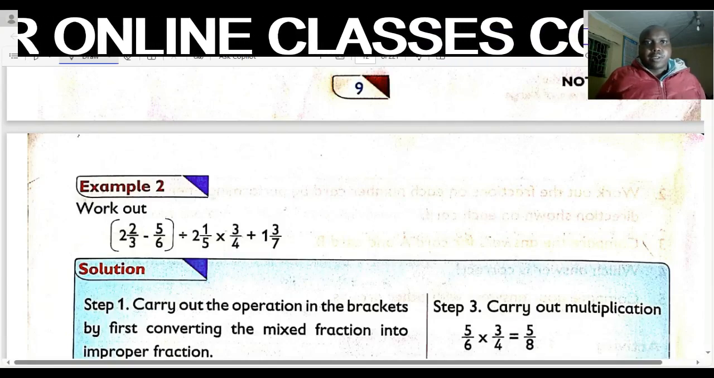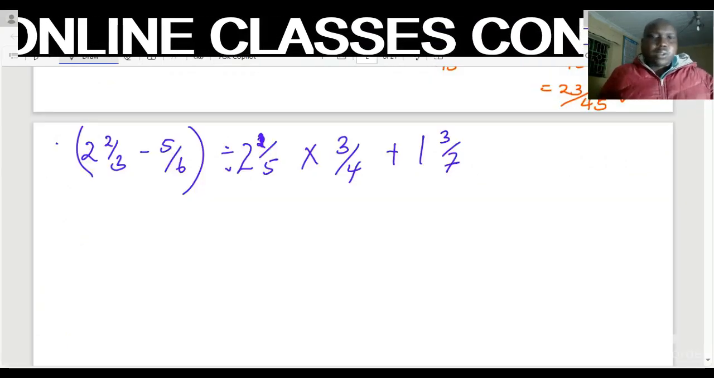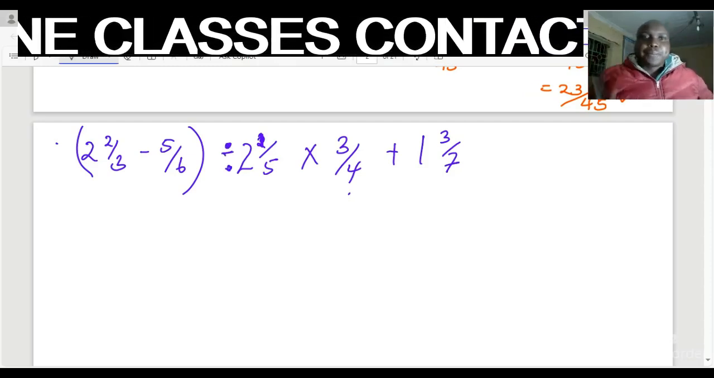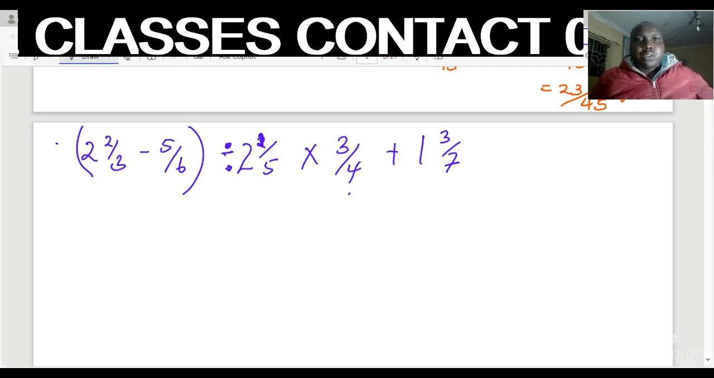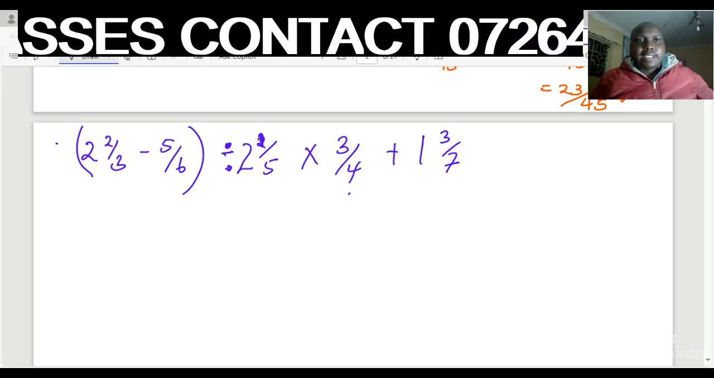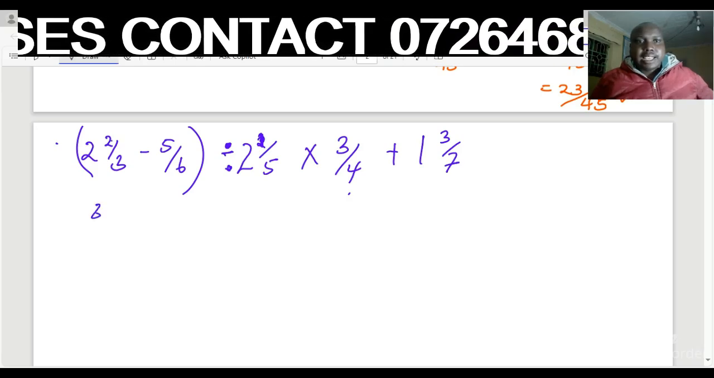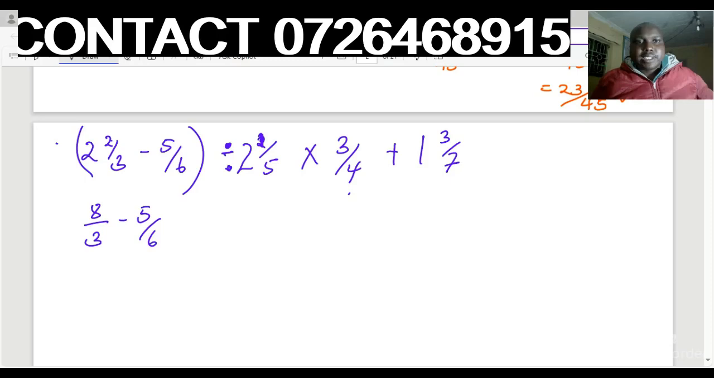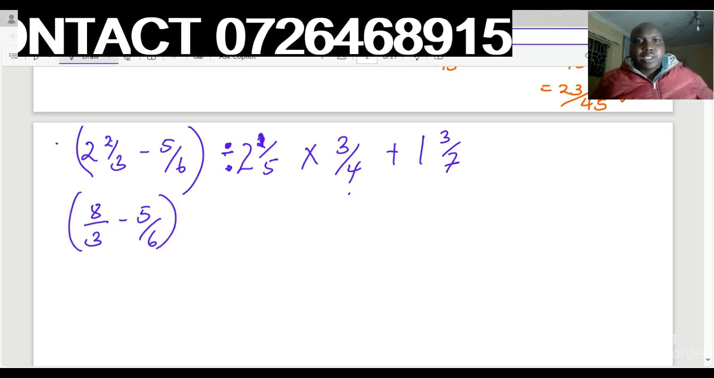2 1 over 5. Now we change the mixed fraction into an improper fraction, for you to subtract. This times this, 6, 8. So this one is 8 over 3 minus 5 over 6. This is important, you can do it that way.